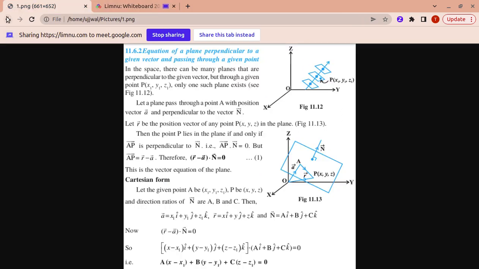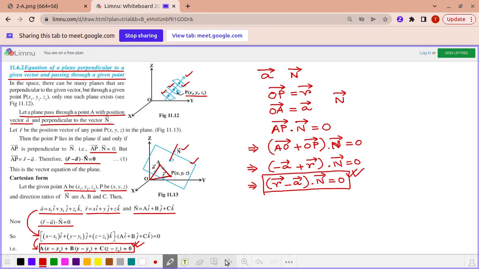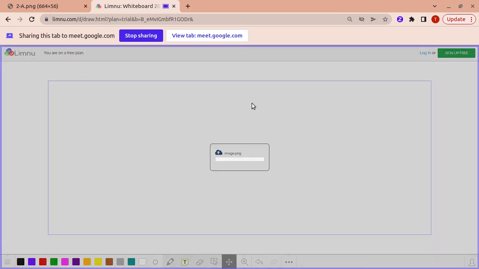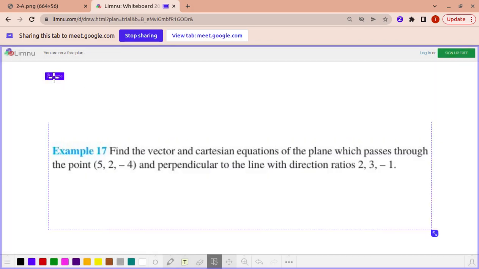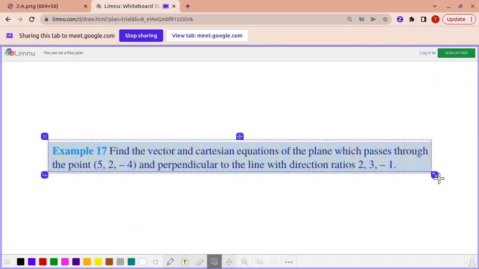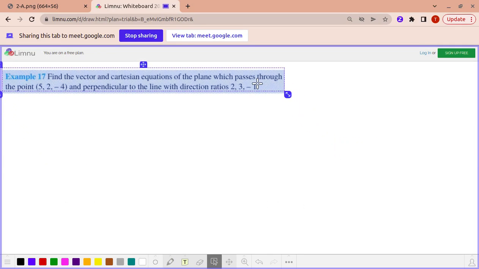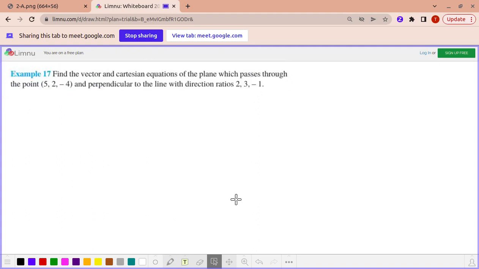Now, let us proceed to the next point, where we are going to solve a question together. Please open your notebook and do along with me so that it will be more clear. The question is: find the vector and Cartesian equation of the plane which passes through the point 5, 2, minus 4 and is perpendicular to the line with direction ratios 2, 3, minus 1.